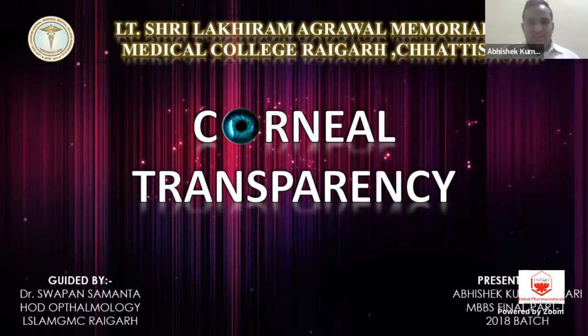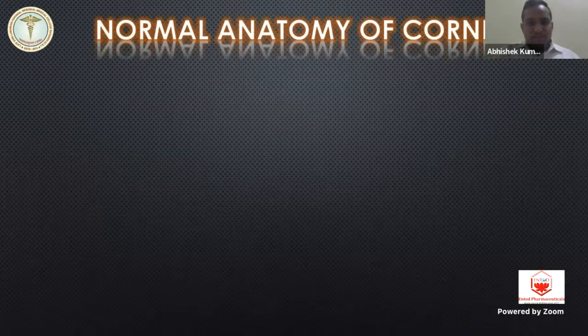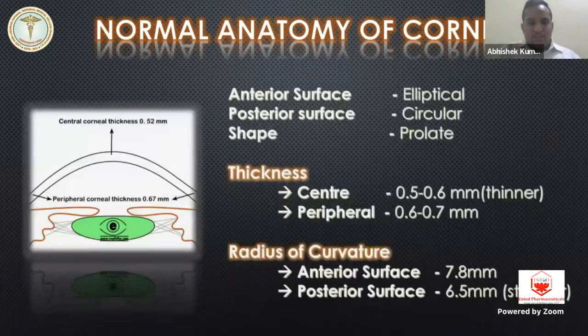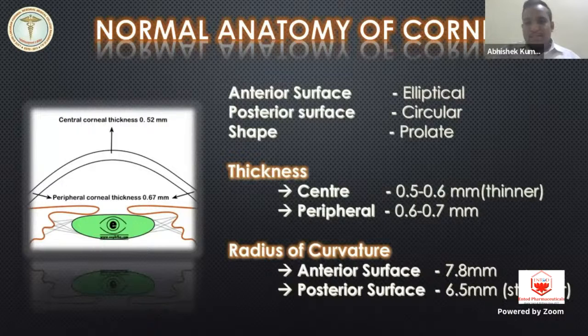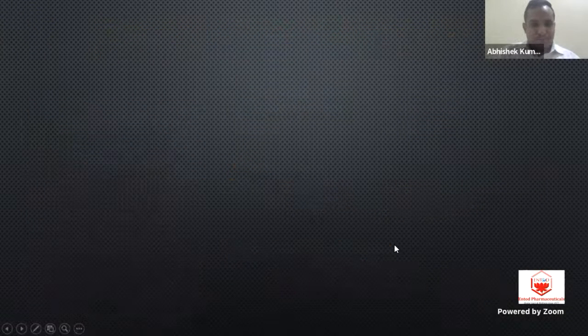So proceeding with the normal anatomy of the cornea, first I will talk about the anterior surface. It is elliptical. The posterior surface is circular and its shape is prolate. Its thickness varies. The central thickness is around 0.52 mm and the peripheral corneal thickness is around 0.67 mm. The anterior curvature is more curved, that is 7.8 mm, and the posterior surface is less curved, that is 6.5 mm.